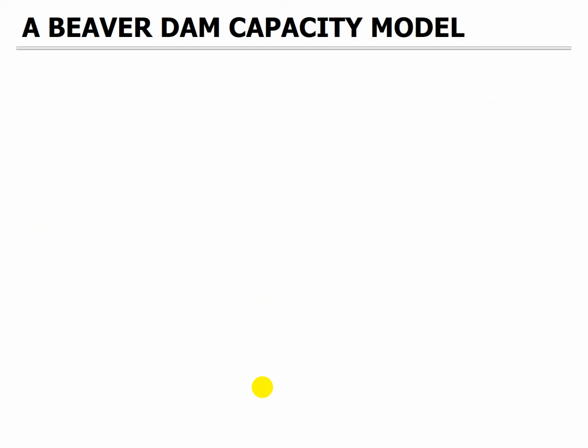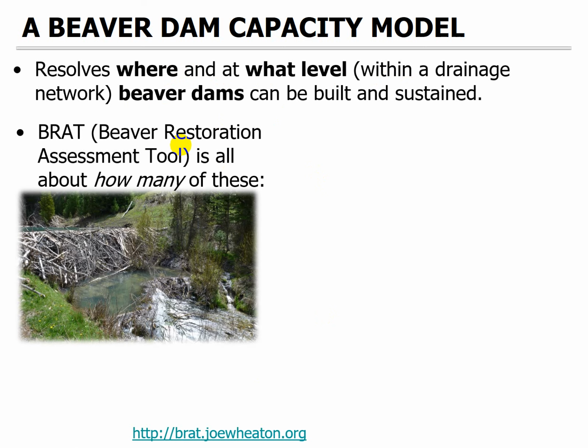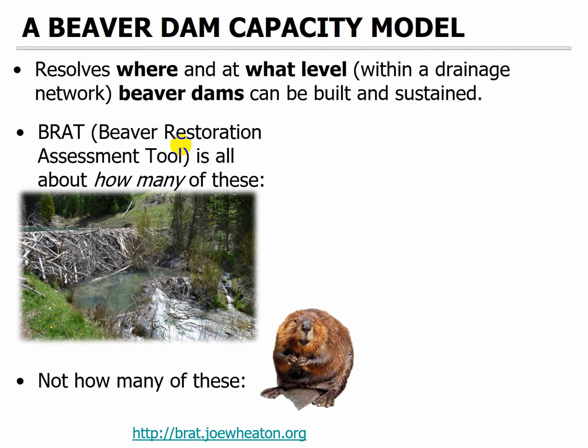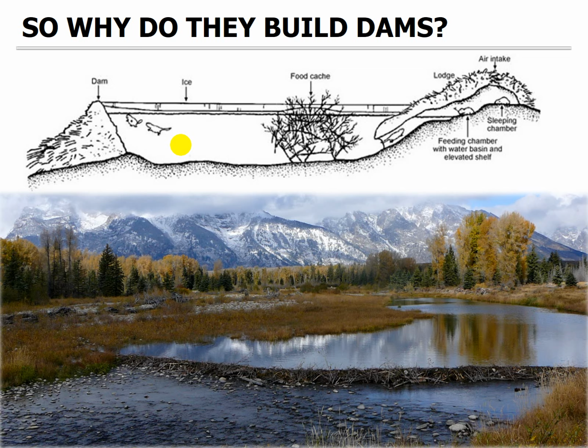And so we start out with what we call a beaver dam capacity model, which is all about the capacity of a riverscape to support that dam building activity. So it really resolves where and to what level within a drainage network beaver dams can be built and sustained. And so BRAT is all about how many dams you can fit, not how many beaver you can fit. And the details of this are laid out in a paper we published last year in Geomorphology that Wally led.